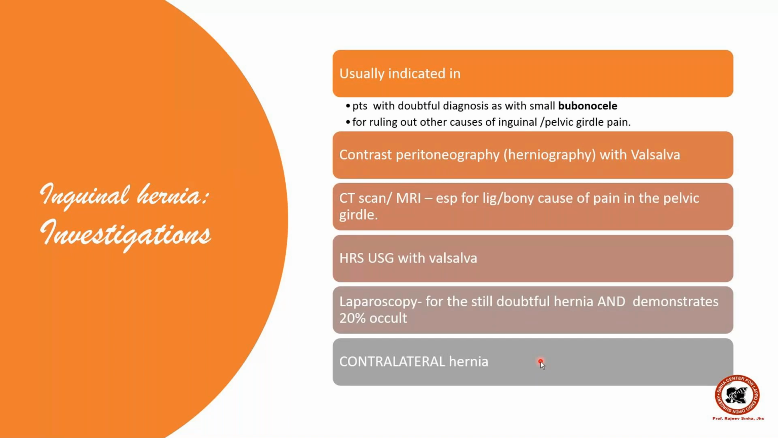It's a clinical diagnosis, but it could be indicated when you have a doubtful diagnosis, as in a very small bubonocele, and for ruling out other causes of inguinal and pelvic girdle pain. These are the two important reasons why you may require investigating a patient with inguinal hernia. One, doubtful diagnosis, and number two, looking at a possible other cause or other reason for inguinal pain, not necessarily because of an obvious inguinal hernia.